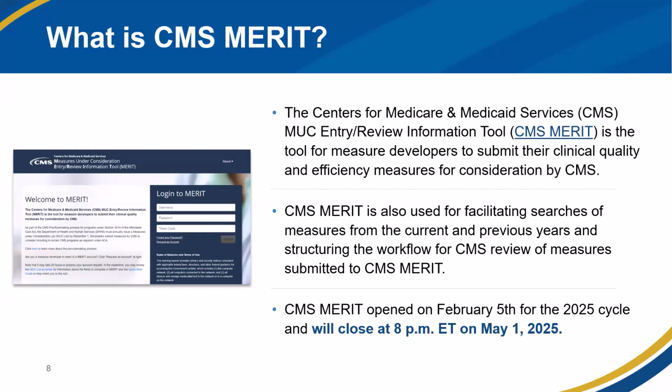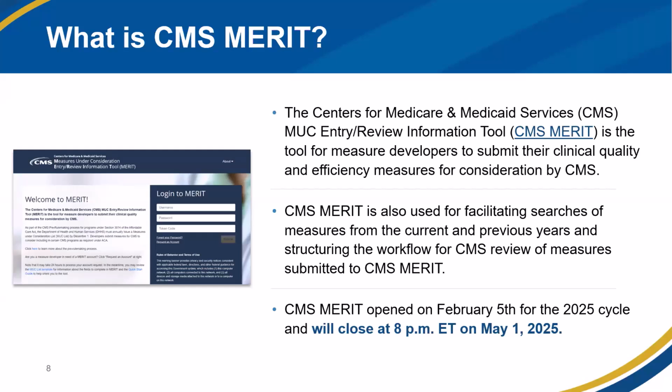However, CMS Merit is more than just a submission tool. With login access, you can also explore the Past Candidate Measures tab, which is a repository of previous submissions. This feature allows you to filter by submission year, program, measure types, and the status of acceptance or rejection. Once the measure submission period closes, CMS programs will then use this same tool to review the measures.